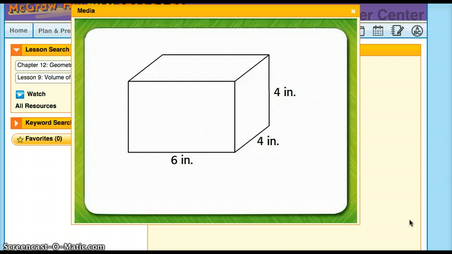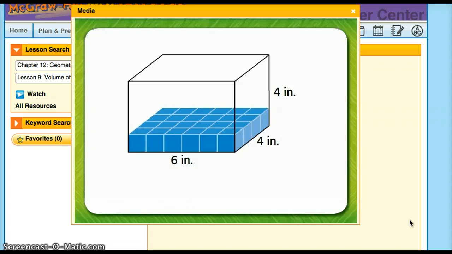Let's start by placing 1-inch cubes in the bottom of the rectangular prism. 6 cubes will fit across the front or length of the box. 4 rows are needed to fill the entire bottom layer of the box. The prism is 6 cubes long and 4 cubes wide. There are 24 cubes on the bottom.